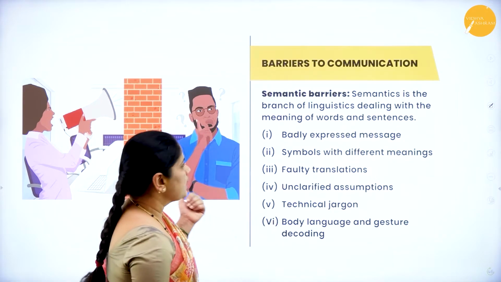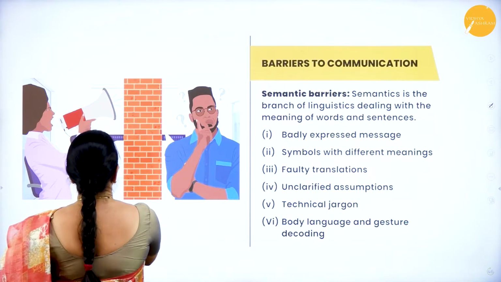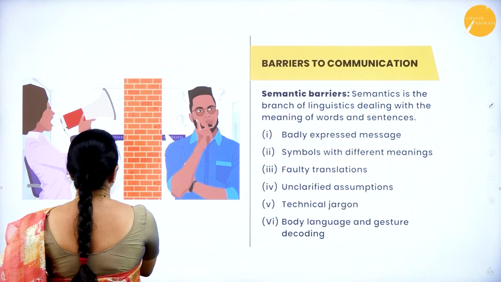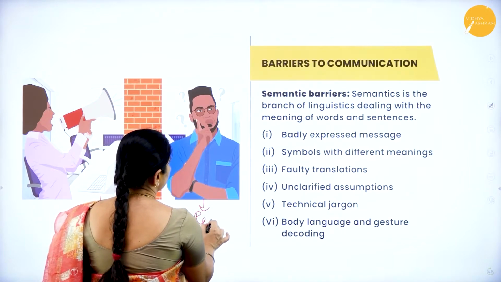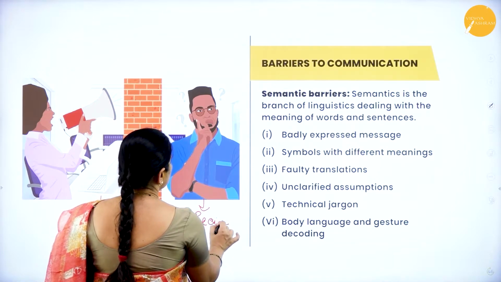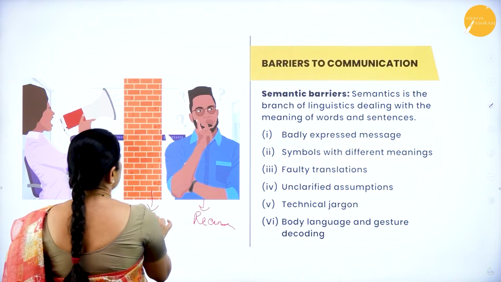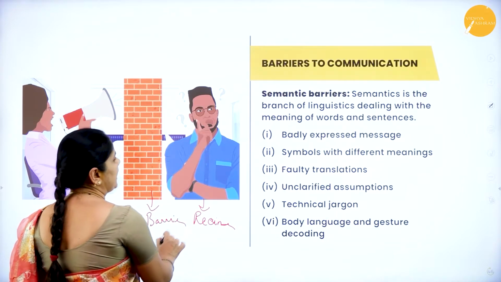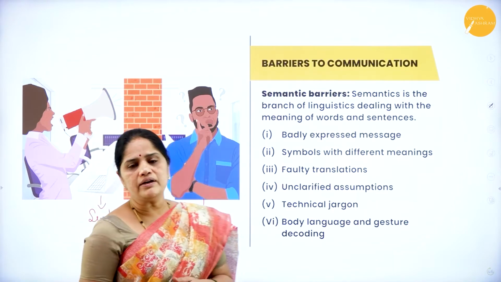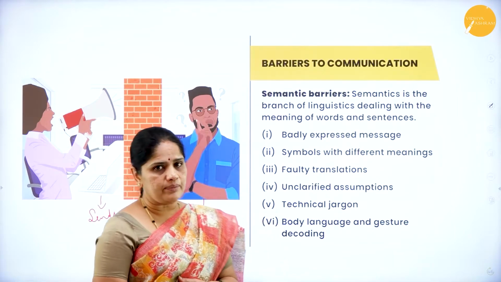If you can just see in the picture here, this person is the sender of the message and this person is the receiver of the message. In this we can see that there is a wall in between, which we can call the barrier. So what are the various barriers to communication?